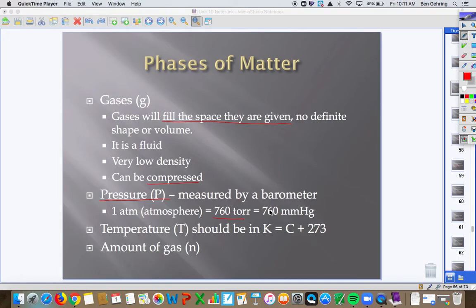We're going to get a couple more on the next slide. To do pressure conversions, though, and any sort of gas conversions, your temperature has to be in Kelvin. So this, Kelvin equals Celsius plus 273, is going to be really important. And then the amount of gas is given in n. That's looking at the moles of gas, which we'll talk about later on.